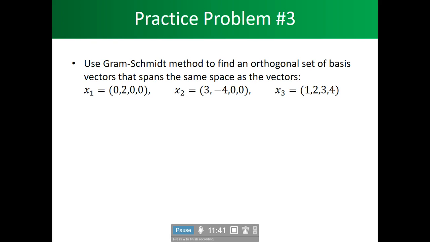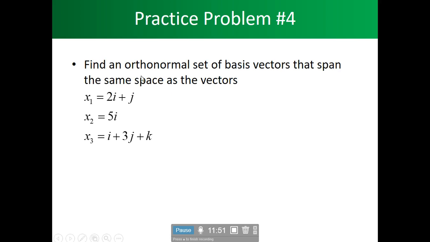Okay, so that's all for tonight. You can now work your problems. You have a practice problem number 3 here with 3 variables, and then you have another one. They ask you to find out.